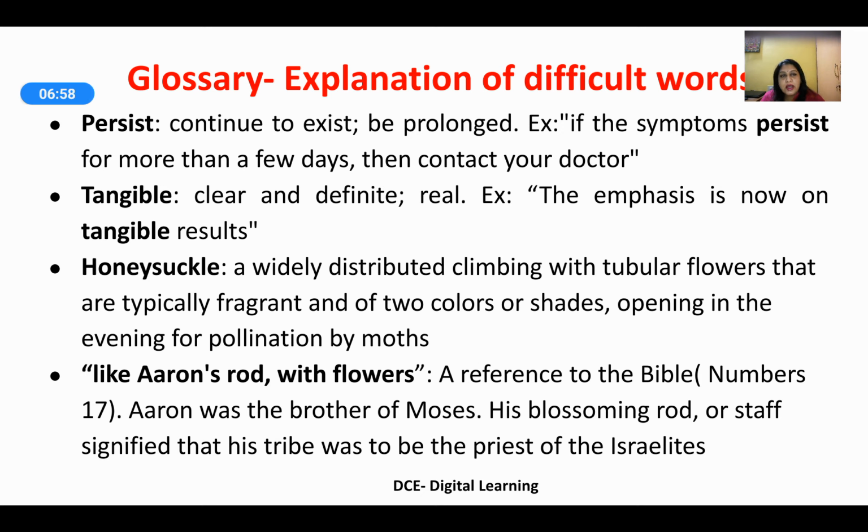results. Honeysuckle, it refers to a widely distributed climbing plant with tubular flowers that are typically fragrant and of two colors or shades, opening in the evening for pollination by moths. And there is a reference in the lesson like Aaron's rod with flowers. This is a reference to the Bible, Numbers 17. Aaron was the brother of Moses. His blossoming rod or staff signified that his tribe would be the priests of the Israelites.